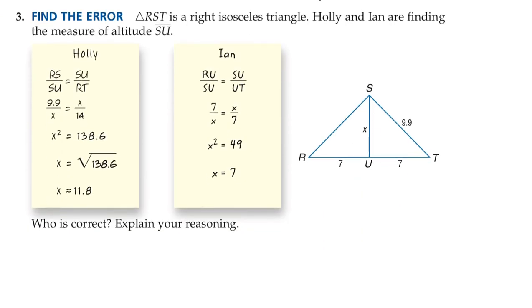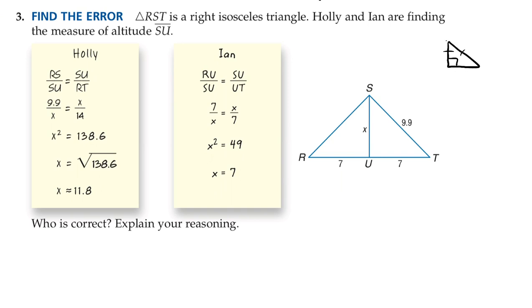Okay, so RST is a right isosceles triangle. Well, the only way you can have a right isosceles triangle is if the 2 legs are congruent. You can never have the hypotenuse of a right triangle equal to the other.